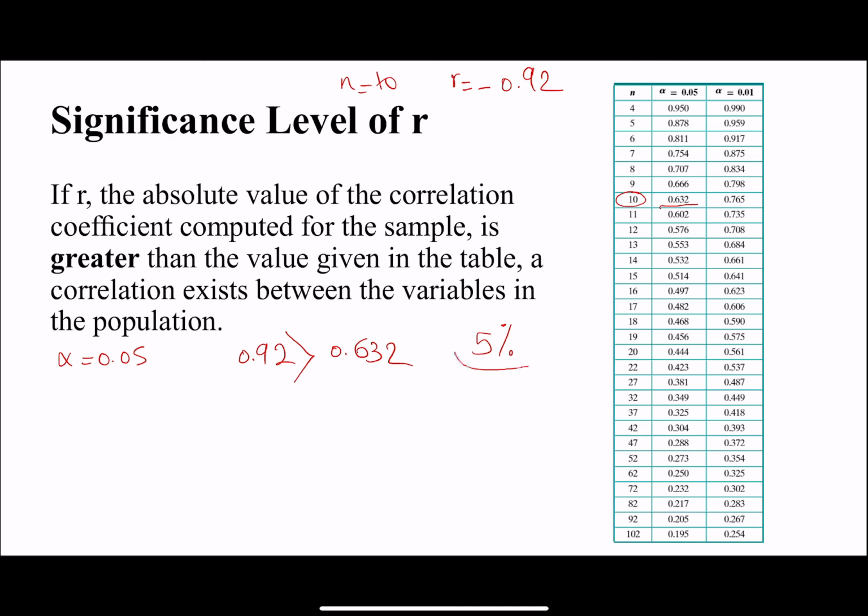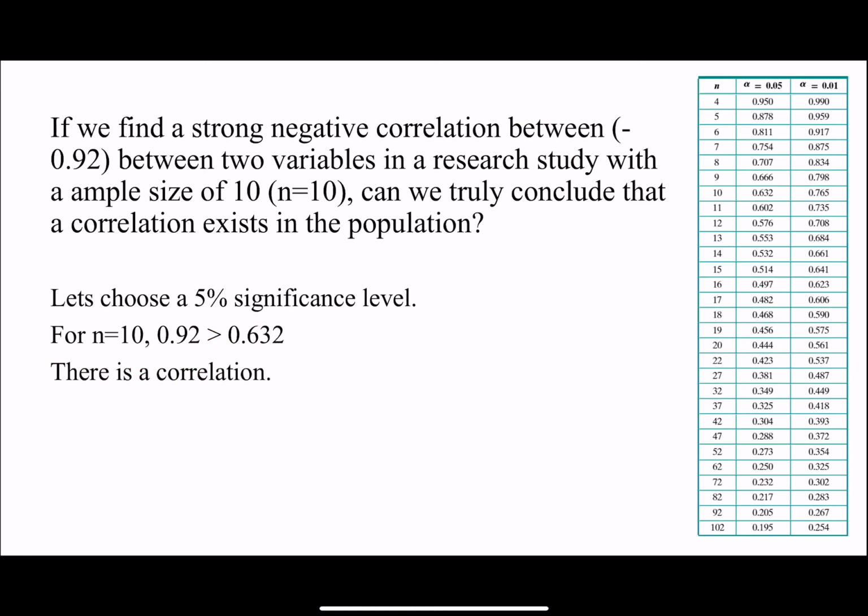Well, similarly, if you look at the value for alpha 0.01, the correlation number that I have, just don't consider the negative, just look at the absolute value. As you see, it's bigger than 0.765. So I can say that there is a correlation. But alpha is 0.01, which means that there is a 1% chance that I'm wrong. There is a 1% chance that when I say there is a correlation, there is not. So here is the meaning of alpha and this table.